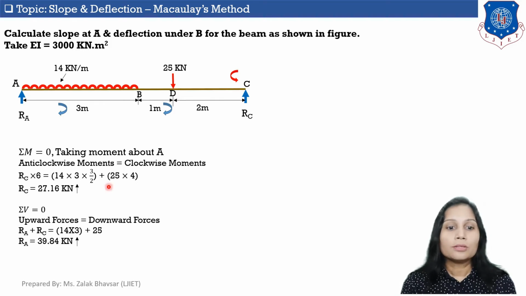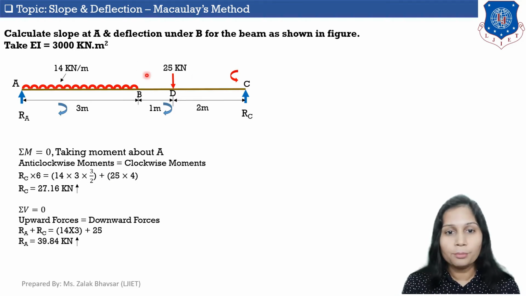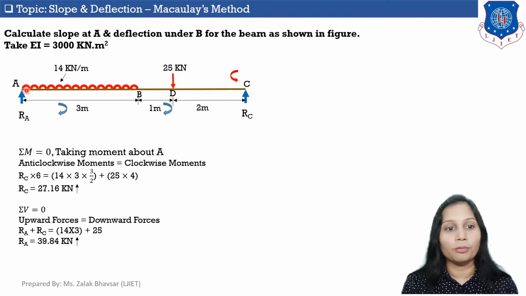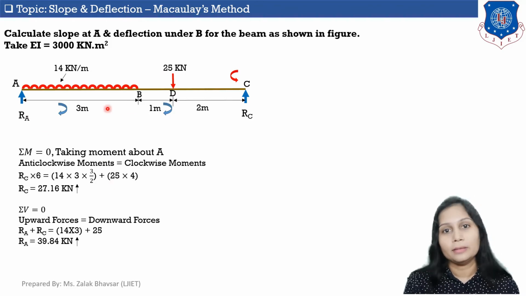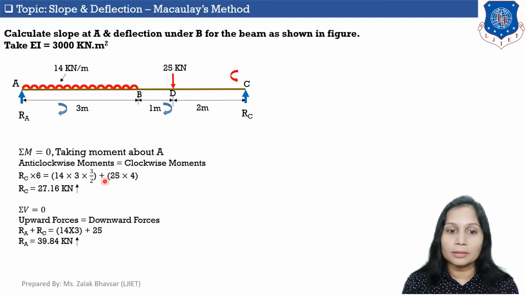Okay, so now moment of this 25 kilonewton load, again it is acting in a downward direction, and if I am taking moment about point A, then it will be in a clockwise direction. So moment of this point load will be equal to 25 into 4. 4 is the distance, and if I solve this, then answer of RC is equal to 27.16 kilonewton.